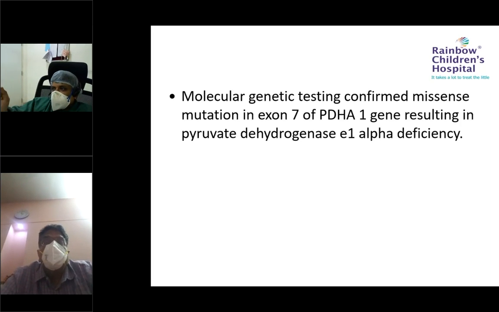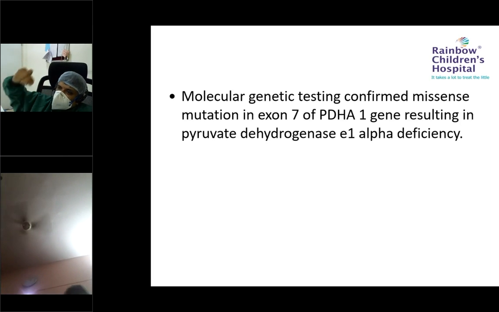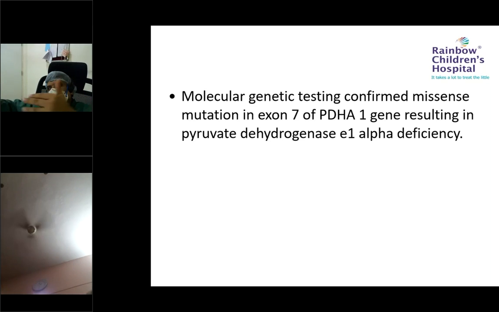So this baby was treated with IV fluids, and while the child was on IV fluids, the lactate levels kept on rising. Again, rising lactate levels, especially when given dextrose-containing fluids, point towards the diagnosis of a pyruvate dehydrogenase complex deficiency rather than pyruvate carboxylase deficiency. For this baby, molecular gene testing confirmed a missense mutation in exon 7 of the PDHA1 gene, resulting in pyruvate dehydrogenase deficiency. The treatment is going to be different.